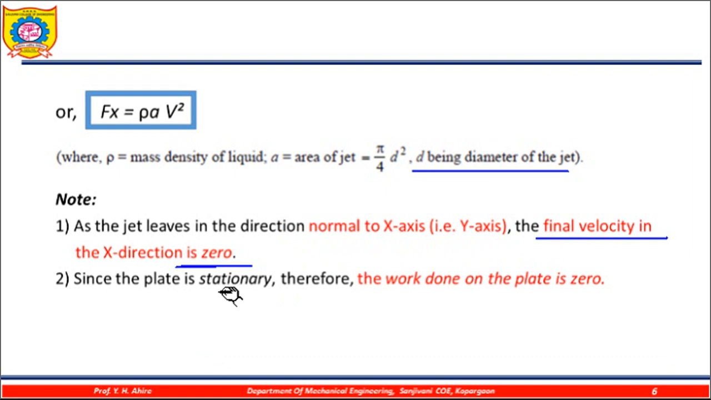Second note is, since the plate is stationary, the work done on the plate is 0. Work done is equal to force into displacement of the plate. There is a force Fx acting on the plate, but there is no displacement of the plate because the plate is stationary and fixed. That's why displacement is 0. Therefore the work done on the plate is 0 for a stationary plate.